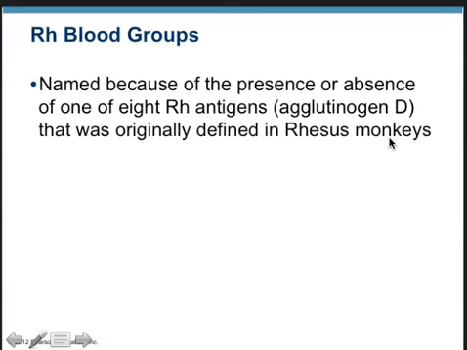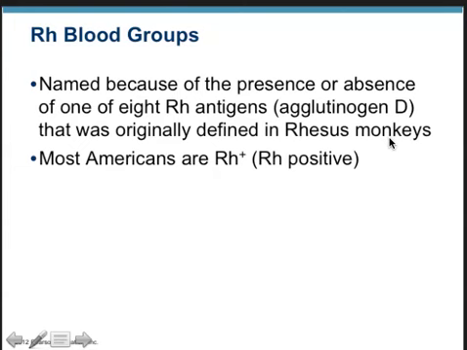In the case of individuals who are Rh positive, they're going to have the antigen coded by the D gene on the surface of their red blood cells. In individuals who are Rh negative, they're going to lack that antigen. So there's only two blood types with regard to the Rh blood groups, either Rh positive, which means you have the D antigen, or Rh negative, which means that you don't have the D antigen. Okay, so you can see here that most Americans are Rh positive.